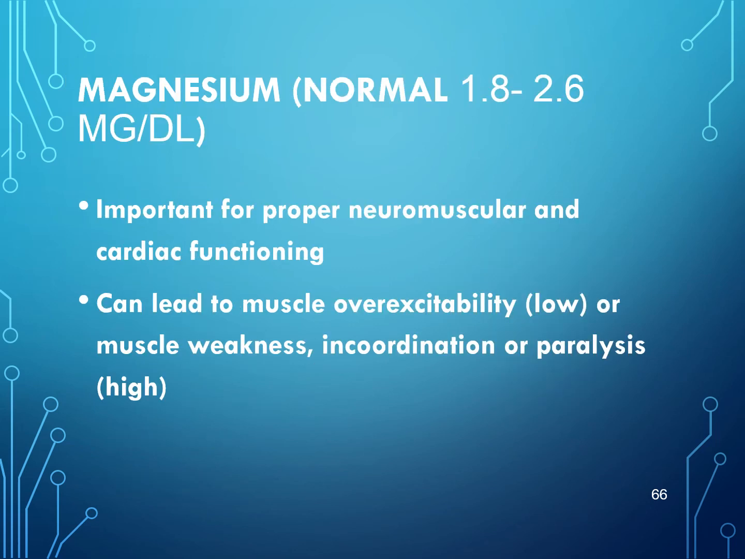Now let's talk about magnesium. So magnesium is important for proper neuromuscular and cardiac functioning. It can lead to muscle overexcitability if it's low, or muscle weakness, incoordination, or even paralysis if it's too high. This is the second most abundant cation in the intracellular fluid, and it's important for muscle contraction, carbohydrate metabolism, protein synthesis, ATP use for energy as well.